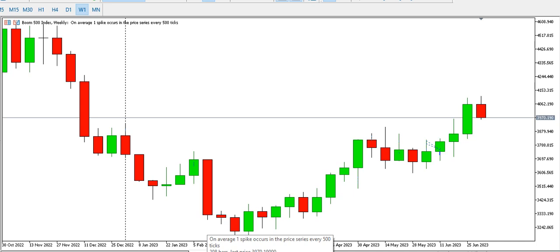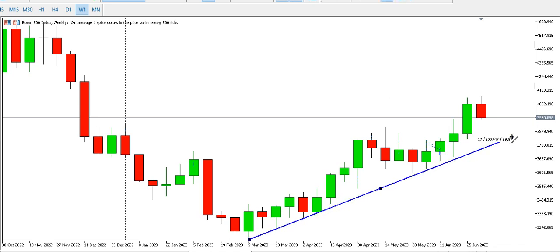For Boom 500 index, price has been rising. We have this on the weekly time frame. We have this bullish trend on the weekly time frame, but in this current particular week, we can see price is trying to form a top, and price has been retracing.